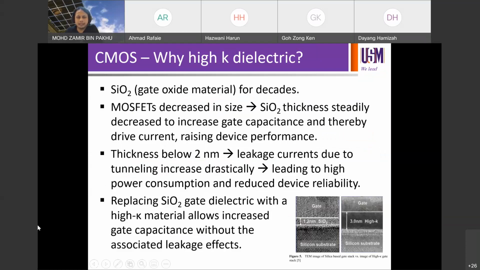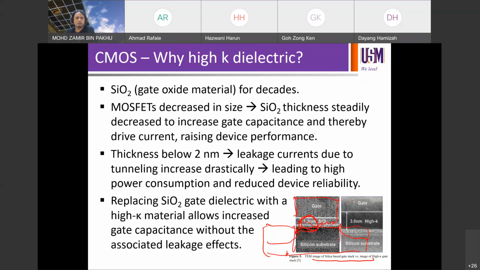So silicon dioxide has been used as the gate material for decades. You can see in figure 5 down here, the TEM image of SiO2 with high K gate dielectric. The thickness of the gate oxide is only around 1.2 nanometer. It's very, very thin, right? So you have your gate sitting on the gate oxide, and then your silicon here. If you draw the complete MOSFET, then you're going to see your source and drain right inside, right? So this is the gate oxide, preventing the leakage, right?